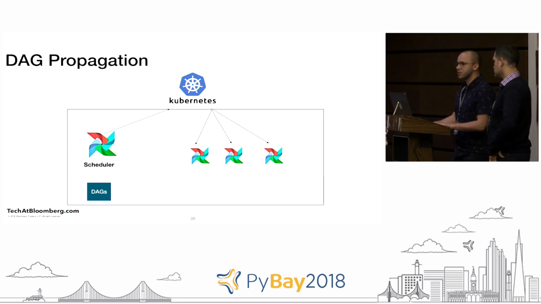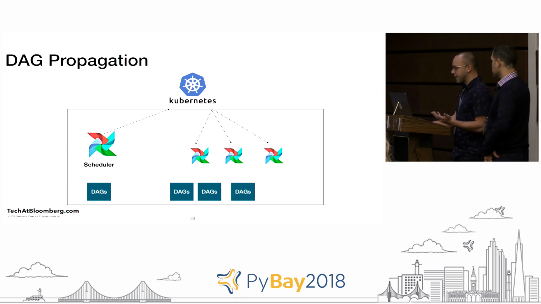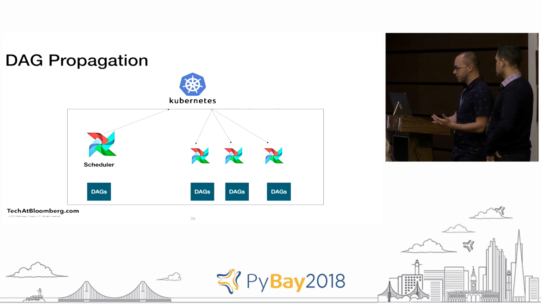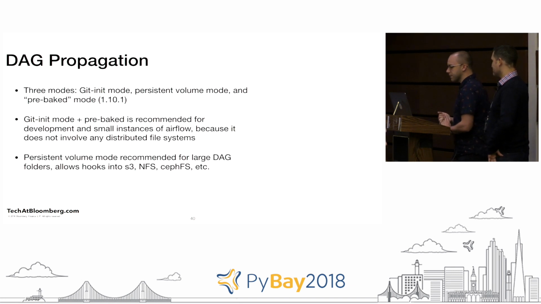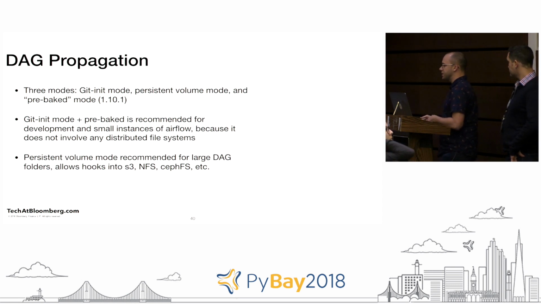An interesting problem we ran into was the problem of DAG propagation. We'd shown earlier how Airflow allows you to set your directed acyclic graphs in the form of a Python file. But depending on the size of your company and the maturity of your Airflow instance, this can be anywhere from a few kilobytes to up to tens or hundreds of megabytes of Python files that have to be propagated out from the scheduler to each of these workers. We address this in three different modes: the Git Init Mode, the persistent volume mode, and we're looking to, in 1.10.1, add in a pre-baked mode where the DAGs are actually baked into the Docker image themselves.